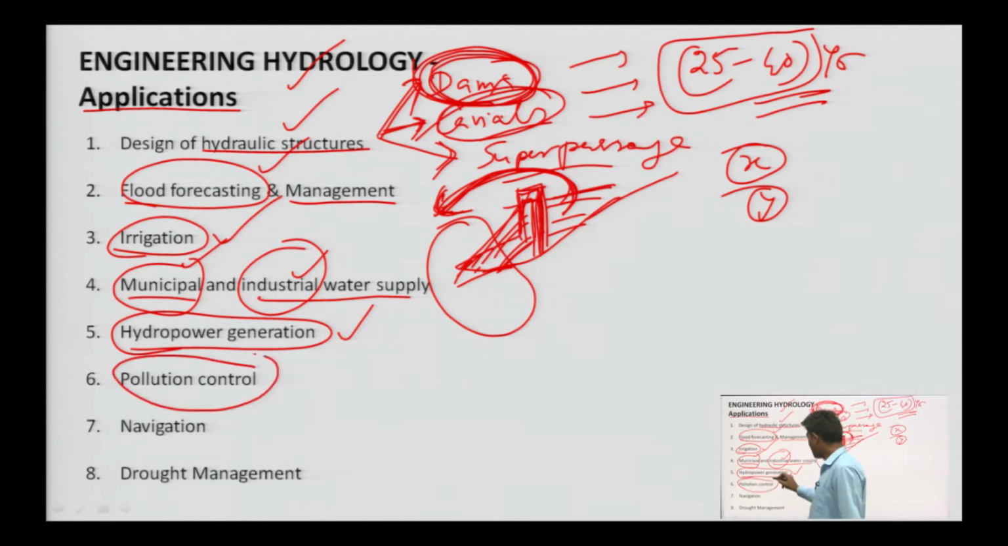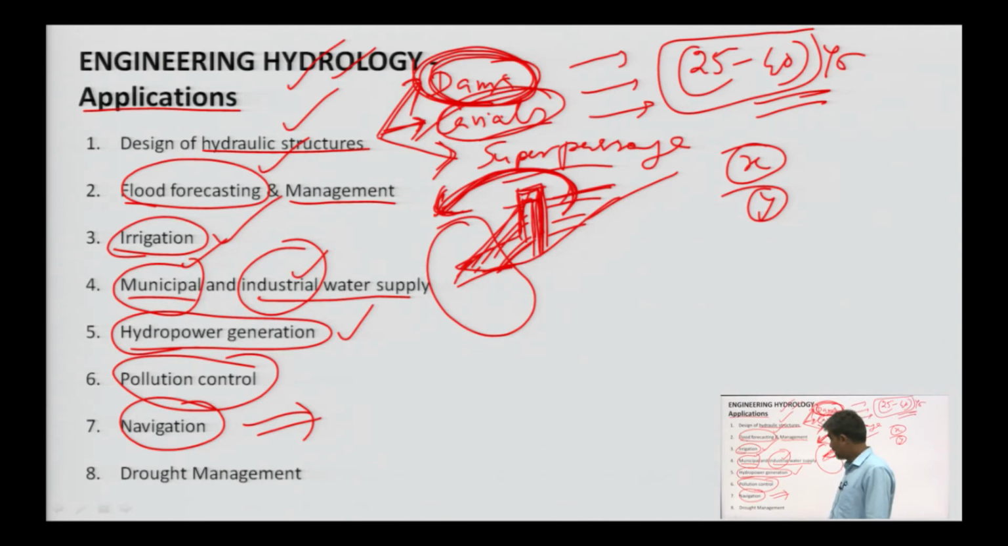Next, in pollution control, of course there is a requirement of water. So water demand comes from pollution control, and that demand has to be fulfilled. The next application is navigation. For navigation purposes in tourism, a huge quantity of water is required, and it is not required throughout the year. Some particular seasons, some particular months, water is required. So the availability of water in a particular time period is very important.